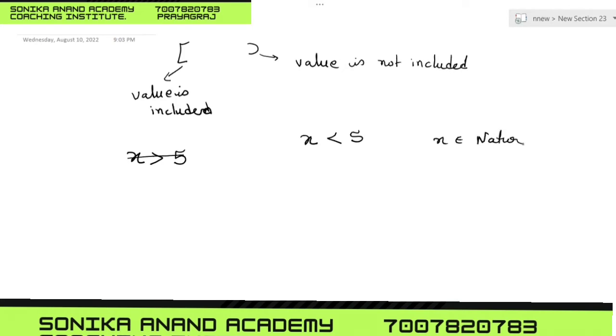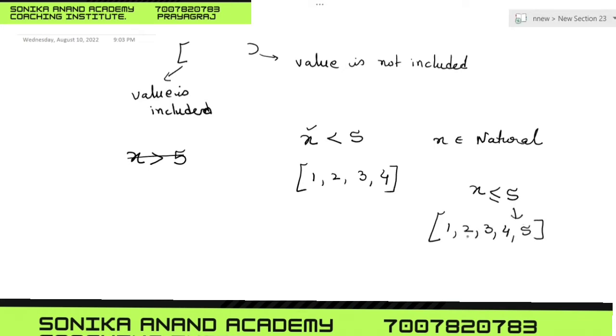So from where do natural numbers start? It's from 1: 1, 2, 3, 4. But the value of x must be less than 5, so we should not include the 5. Clear? For example, if we have data like this, less than or equal to 5, then its answer is 1, 2, 3, 4 and 5, because 5 is included over here.